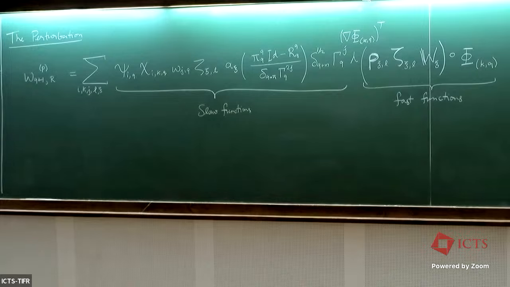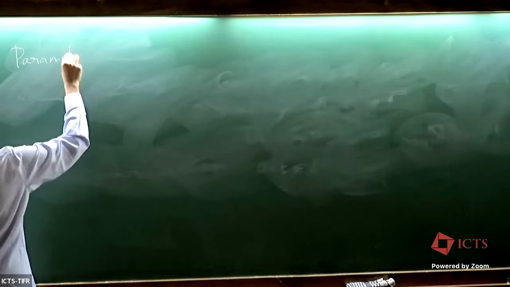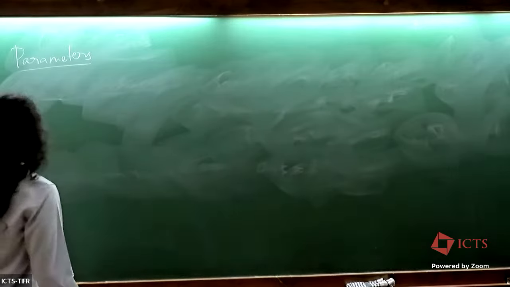Okay, let me talk a bit about the various parameters involved in the scheme. And let's just do an example computation to see how these parameters behave, essentially. Okay, so what are the parameters?